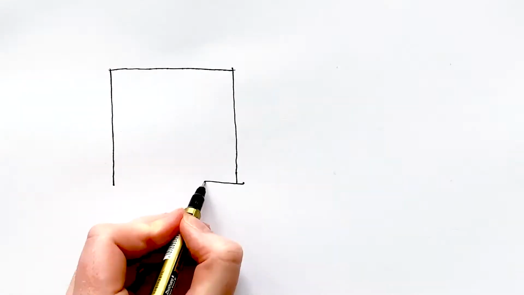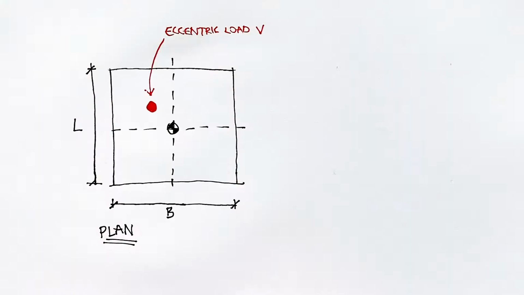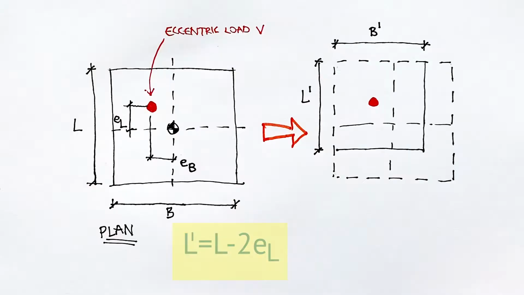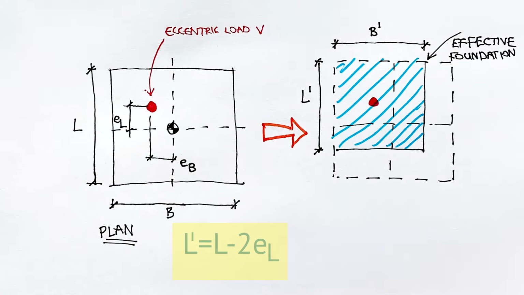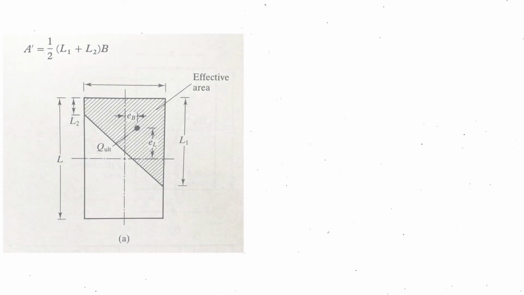Similarly, when the load is eccentric in the L dimension as shown here, the effective L dimension now becomes L minus 2 times e_L, where e_L is the eccentricity in the L direction. However, others suggest for two-way eccentricity, that is, in both the B and L directions, the determination of the effective area becomes quite complex and is often dealt with by the use of charts such as the one shown here.